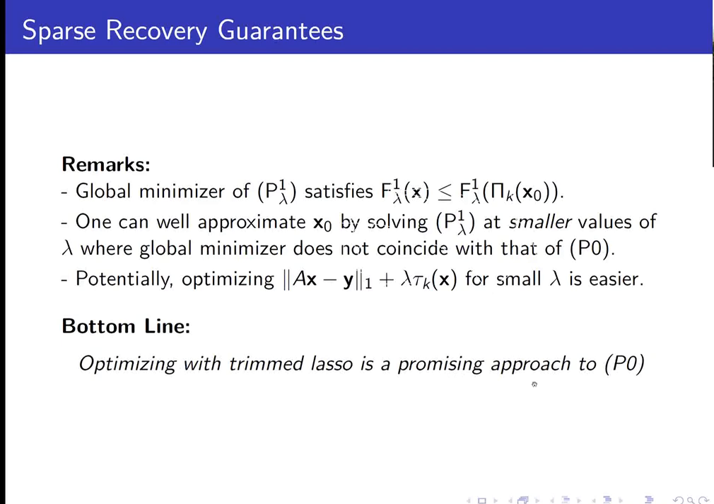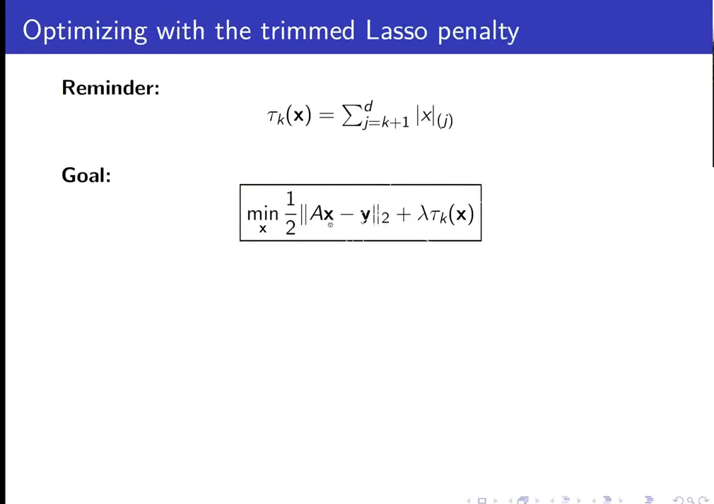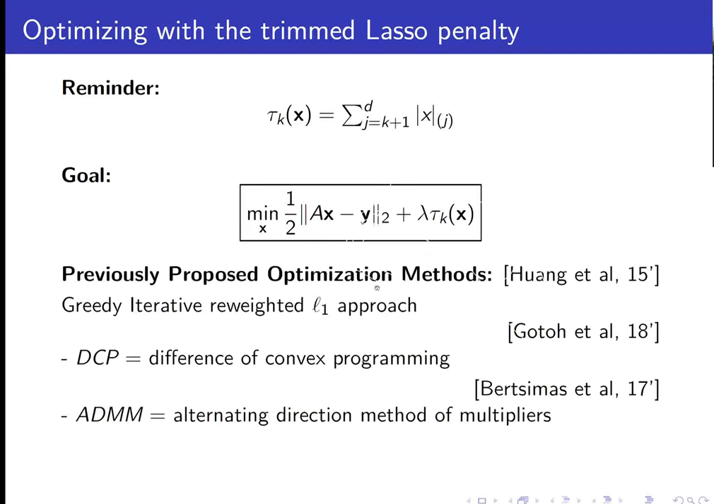All right, so now the question comes about how do we actually optimize such an objective in practice? And there have been at least 3 different methods, one by Goto, one by Bertsimas.